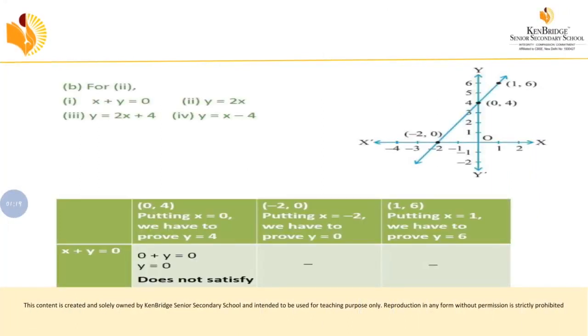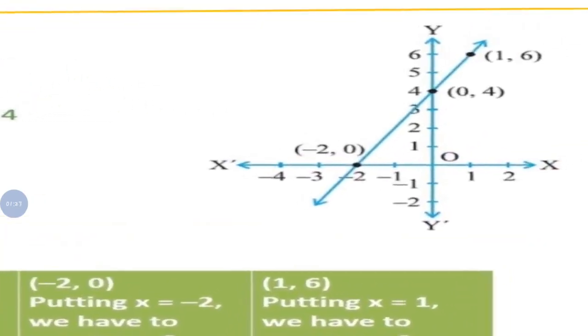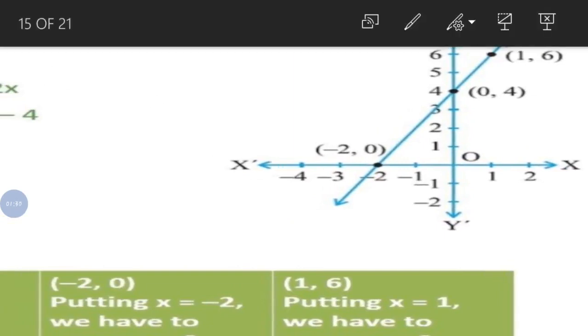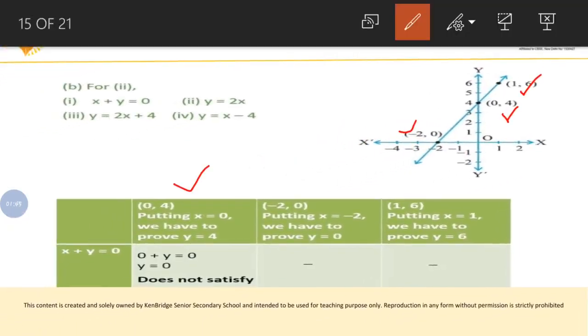That is the second subdivision, that is B, for this second graph. Okay, just look at this graph. Here we have 3 points, right? One is (1, 6), (0, 4) and (-2, 0). So these 3 points we apply in our tabular column, so that we are able to apply them in the given equations, and we can check whether the equation satisfied all 3 points or not. So the first equation x plus y is equal to 0 does not satisfy all 3 points. Okay, so that will not be the equation of the line.